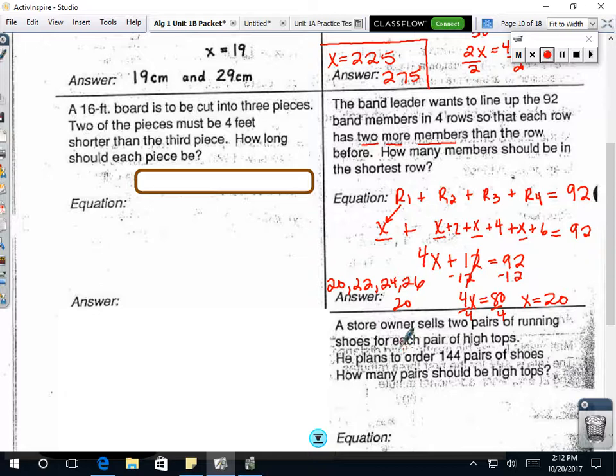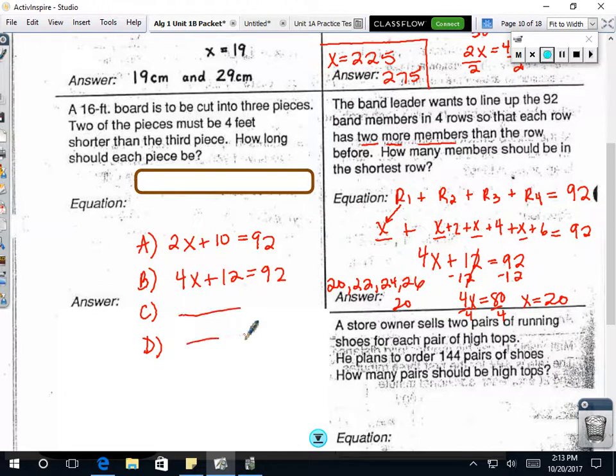Okay, let me show y'all something. I know that some of you are pretty good at finding the actual answers, but maybe not as good at writing the equations, right? Well, let me show you how, if this were a multiple choice test, how you could figure out the right equation as long as you can figure out the numbers. Okay, so say we have like 2X plus 10 equals 92. We have 4X plus 12 equals 92. And then whatever.